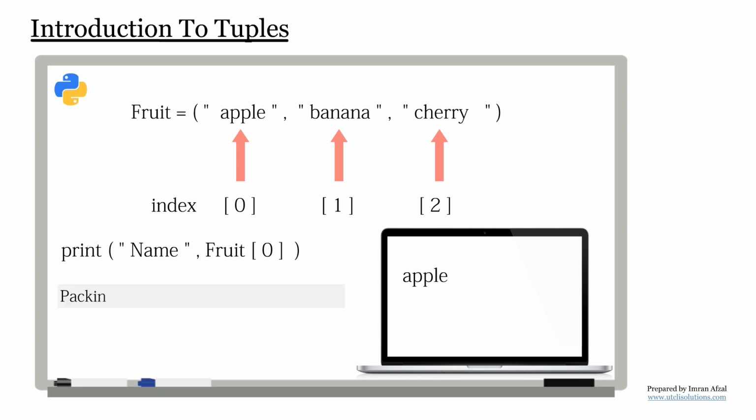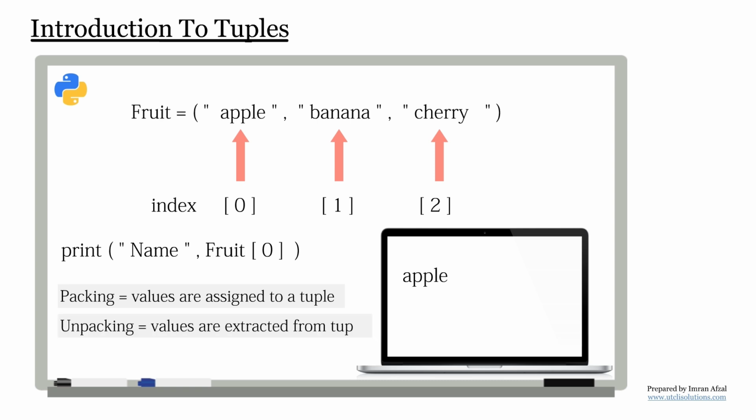When multiple values are assigned to a tuple, this process is called packing. And when values are extracted from a tuple, this process is called unpacking. All right, let's practice a simple example.